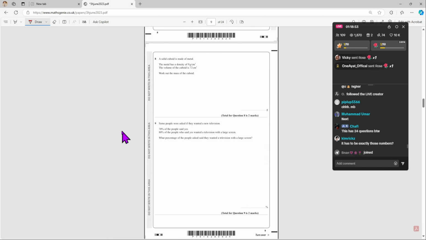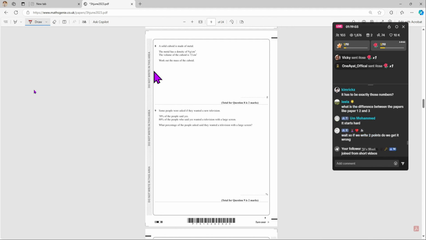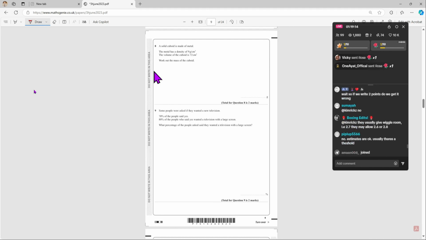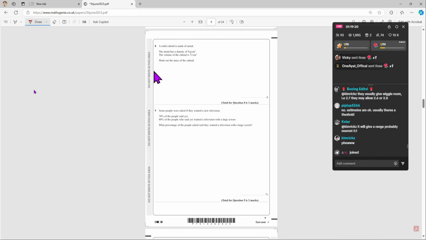Question number 8. A solid cuboid is made of metal. The metal has a density of 9 grams per centimeter cubed. The volume of the cuboid is 72 centimeter cubed. Work out the mass of the cuboid.